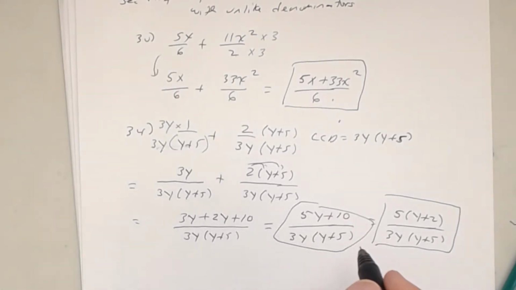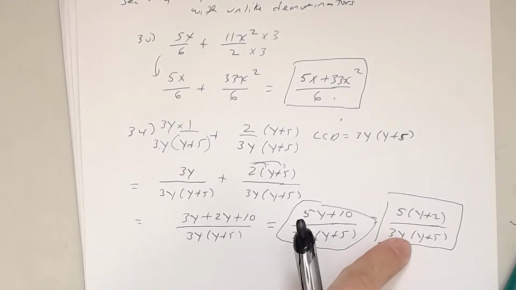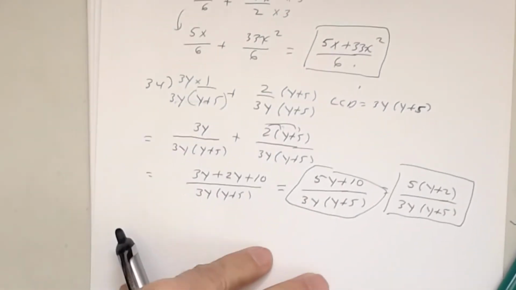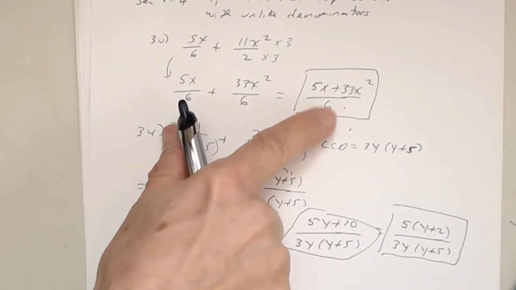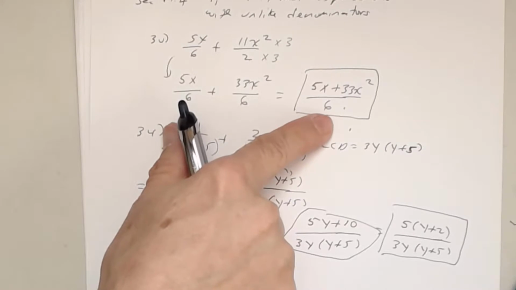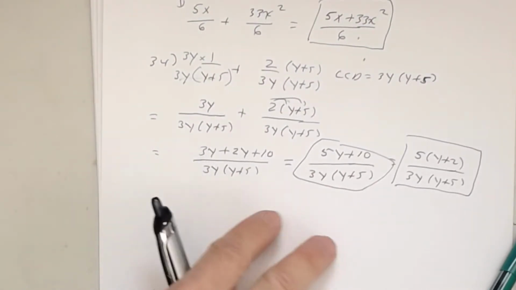Okay? But it's always a good idea to write this in factored form just in case you don't see it in your mind. At least you can see it visually on paper. But that's why I didn't factor an x out of here, because there's no x in the denominator. All right, so that's number 34.